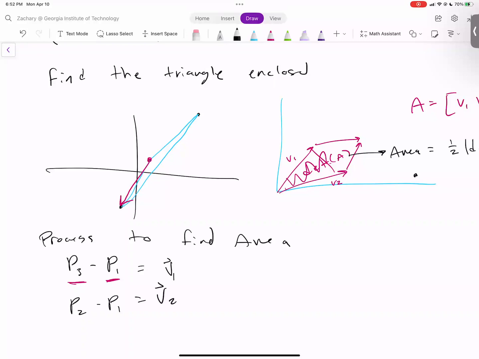Any questions on this? Does this make sense? Okay, cool. What other questions do we have?